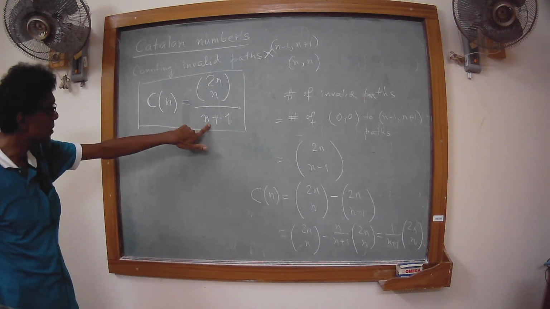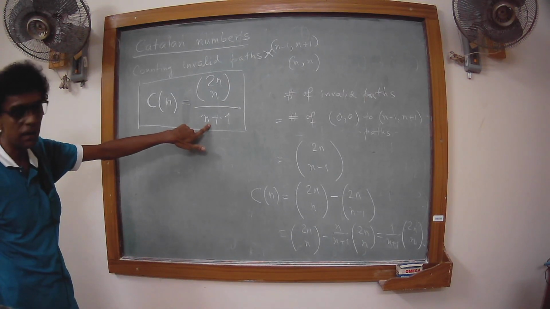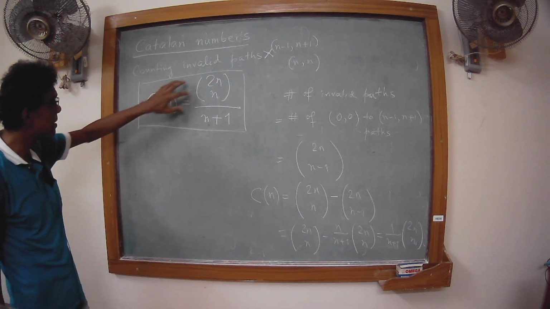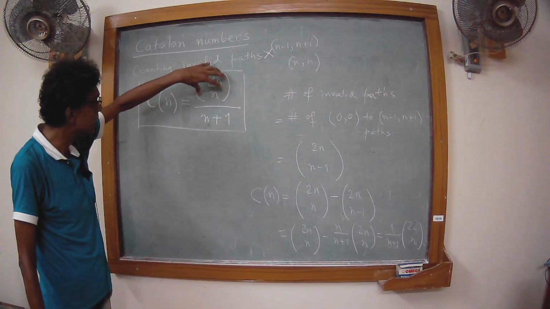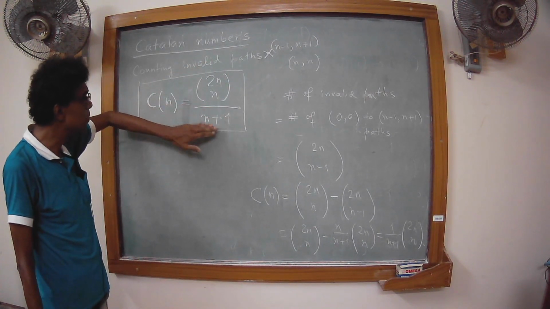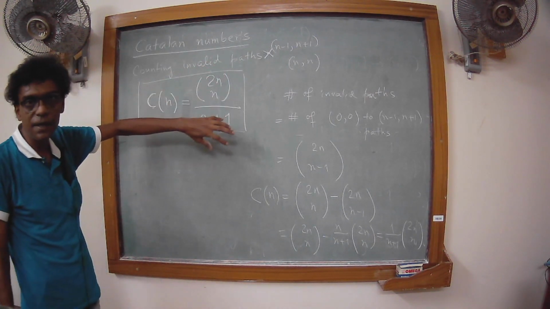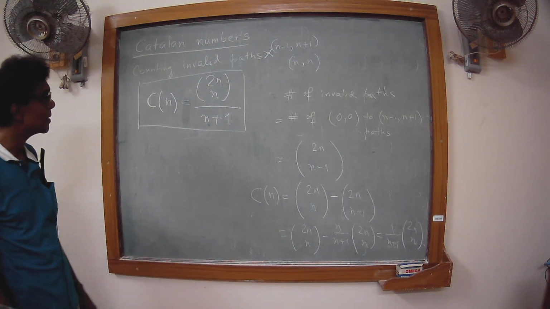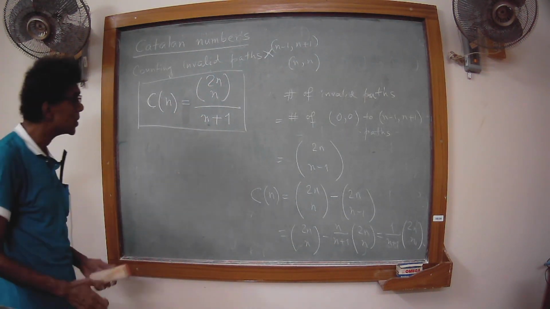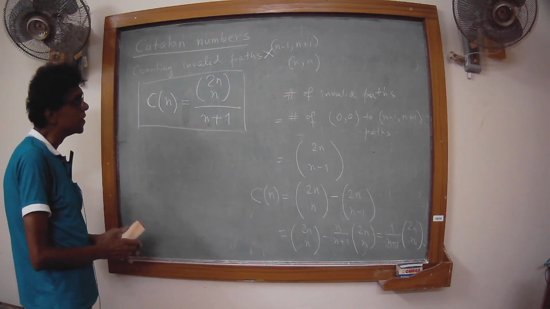Okay. So, this is what is called a combinatorial argument. This has to be an integer and it is written as a fraction like this, so it has to be that 2n choose n is divisible by n plus 1. Okay. So, that's about the derivation of Catalan numbers.